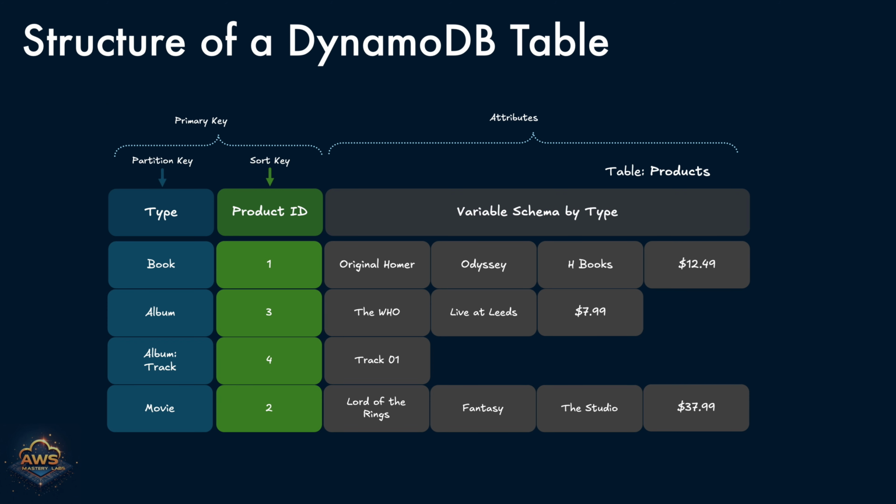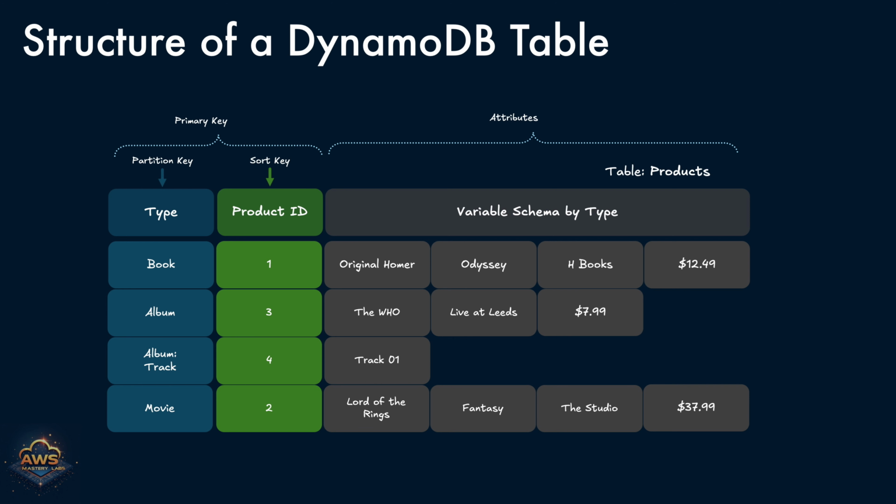Now, in this illustration, we see the design for a product catalog table, modeled for a NoSQL database like DynamoDB. Instead of breaking up the data across multiple normalized tables like a traditional RDBMS, here we use a single table design that consolidates all product information, regardless of type, into individual items within one table. The table uses a composite primary key, where the partition key is the product type, such as book, album, or movie, and the sort key is the product ID.